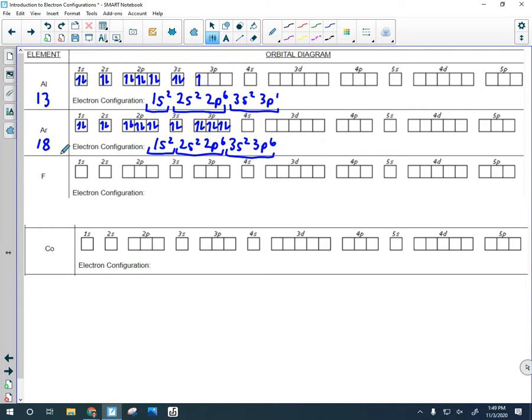All right, so I'm going to skip fluorine for now. You can come back and do fluorine in a moment. If you flip to the back of the page, I want to do cobalt, because this is one that starts to involve that 3D orbital, which can be a little bit tricky.